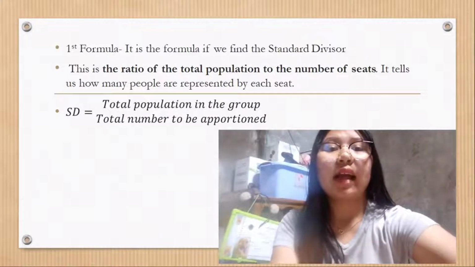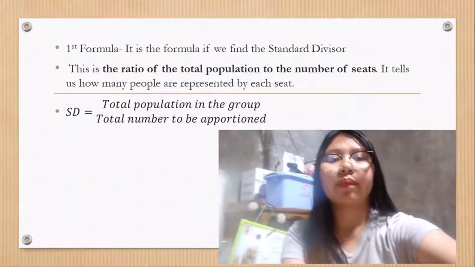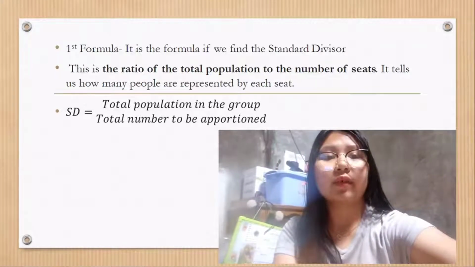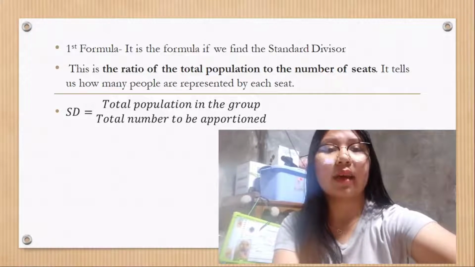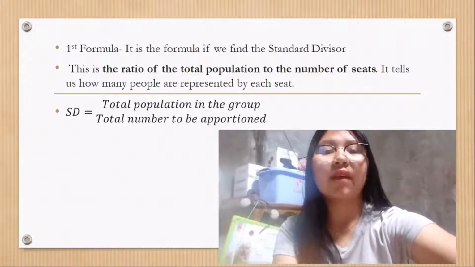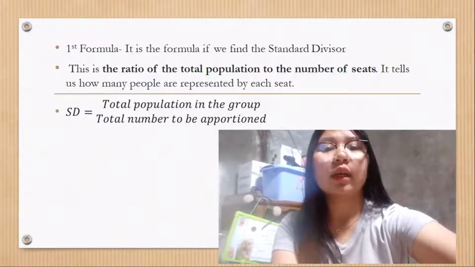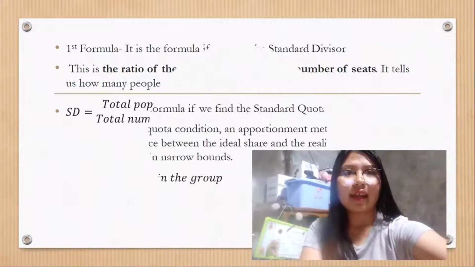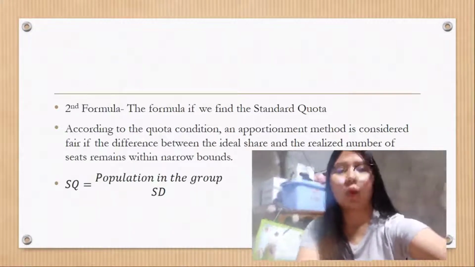The first formula is the formula to find the standard divisor. This is the ratio of the total population to the number of seats. It tells us how many people are represented by each seat. The formula of the standard divisor is the total population in the group divided by the total number of seats to be apportioned. The second formula given is the formula to find the standard quota.